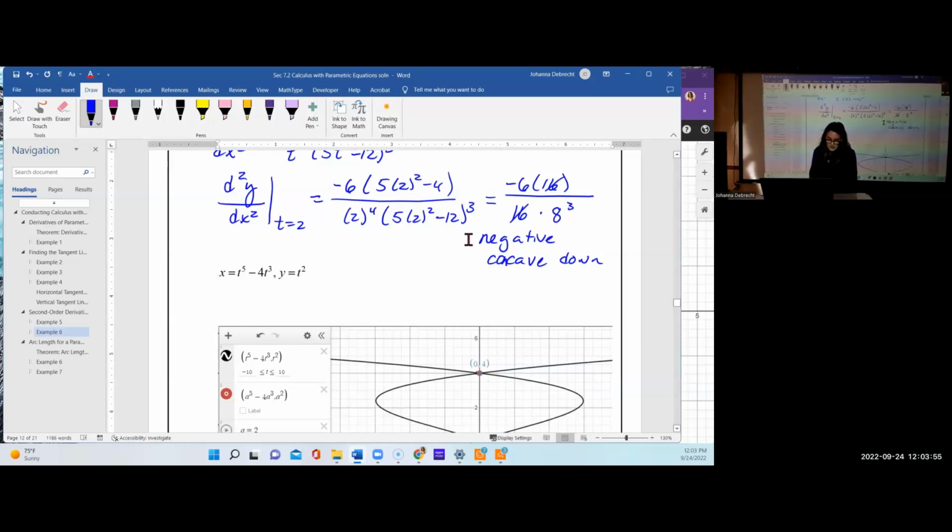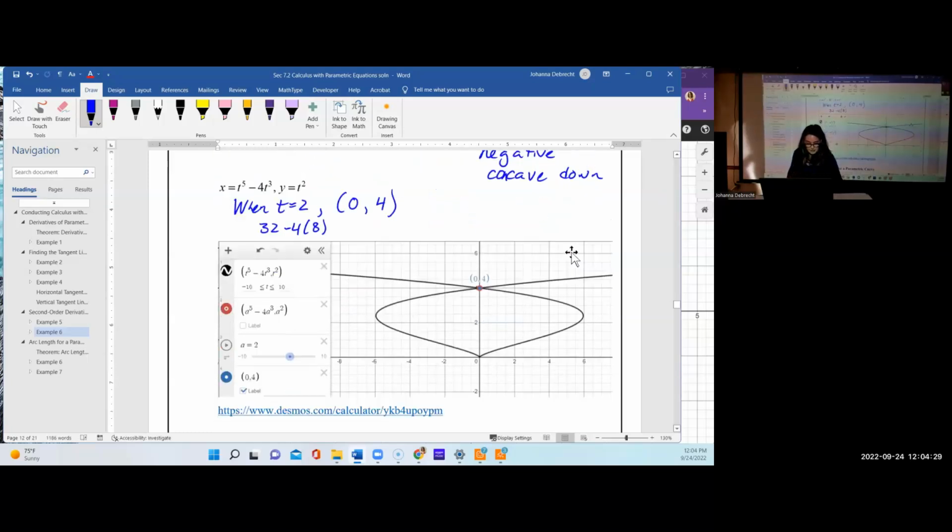And we want to find out what ordered pair t equals 2 corresponds to. So when t equals 2, we have x, which is going to be 2 to the 5th, which is 32, minus 4 times t cubed. Oh boy, I need to write this down. So I have 32 minus 4 times 8. Well, that's 0. Okay, so I get 0 for that one. And then y is 2 squared, which is 4. So it's at the ordered pair (0, 4).